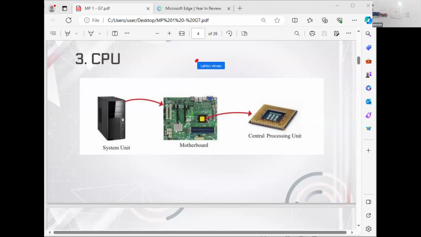ICT is a practical thing, right? So you should have the proper idea.